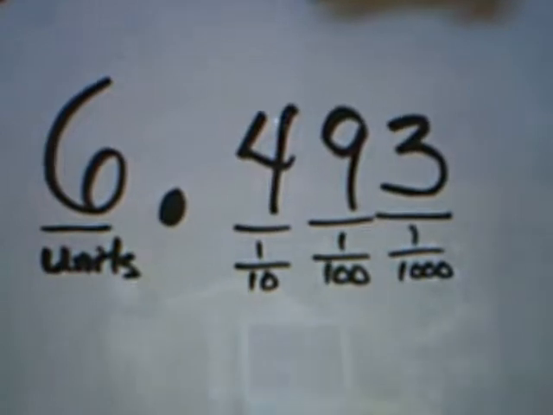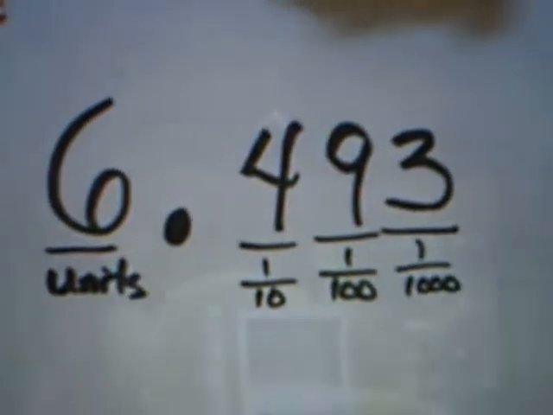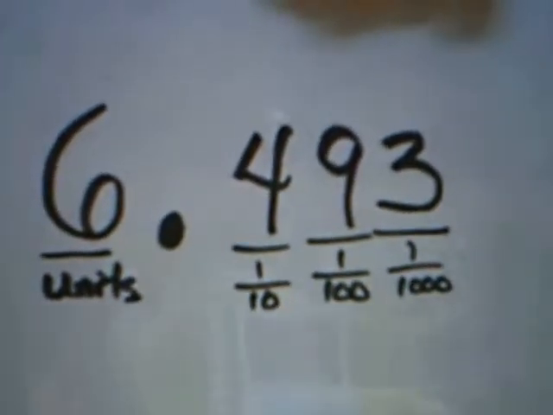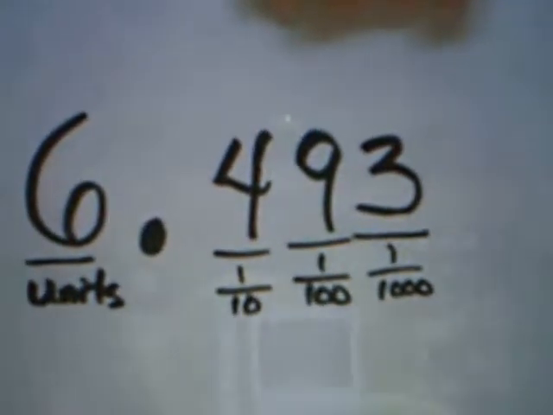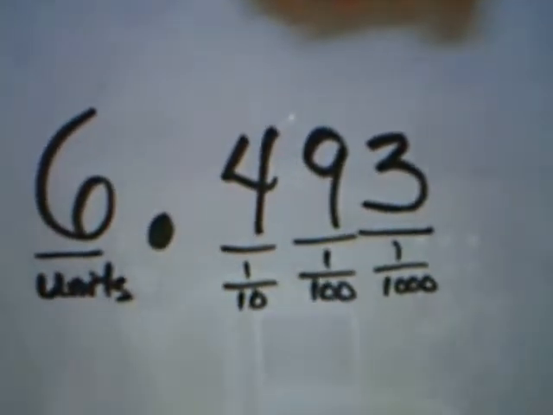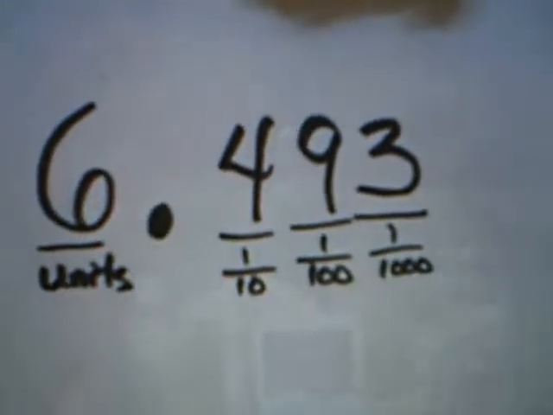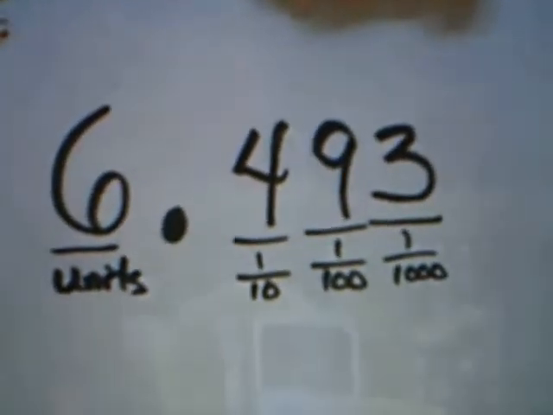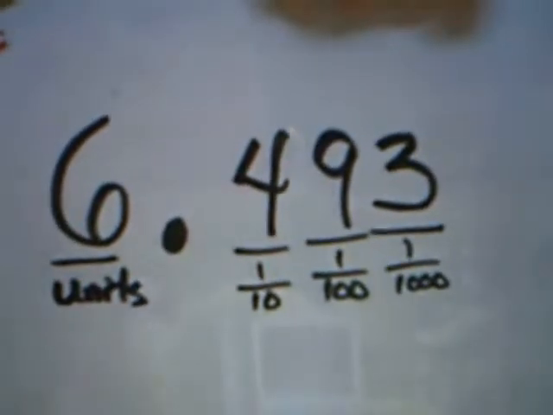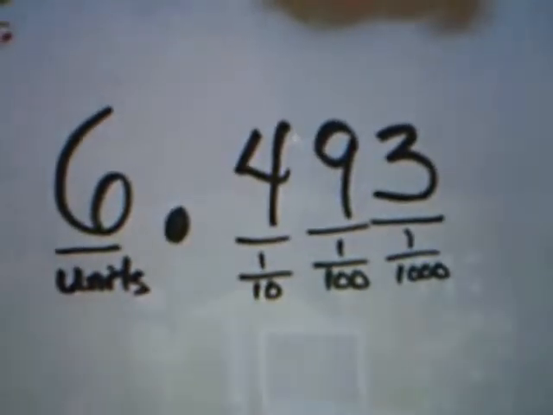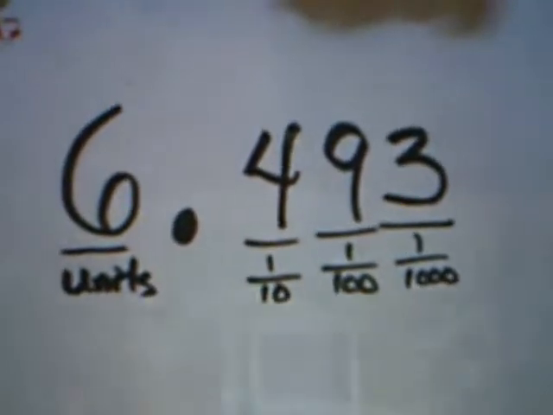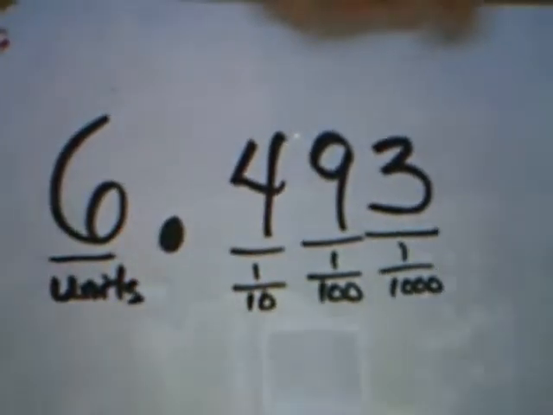Well, first of all, it's not very different from rounding whole numbers. Here you can see I've written down the decimal for us. We have 6 units, 4 tenths, 9 hundredths, and 3 thousandths. If I were to read that from left to right, I would read 6 and 493 thousandths. Now the question is, how do we round this, and what place value do we round it to? Let's say this time we're going to round it to the closest hundredth, okay?